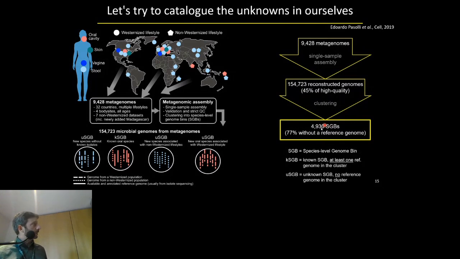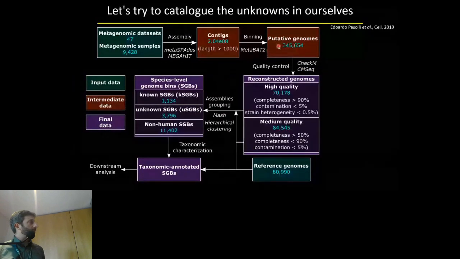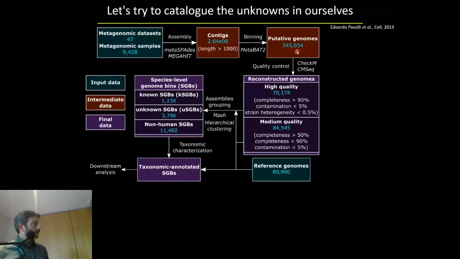And this is a bit of the details of the approach. I'm not going to go into the details. The most important thing is that there are very good assembly algorithms available. However, the key point is to do quality control of the genomes, because, of course, metagenomic assembly is a very difficult operation and it is easy to fall into chimeras and other problems. And yes, so we had high quality genomes, medium quality genomes, and this is the key part of clustering genomes into species-level genome bins.